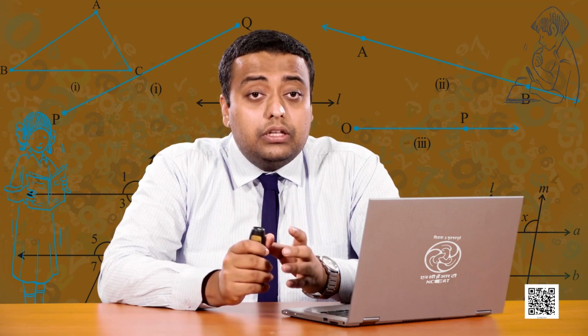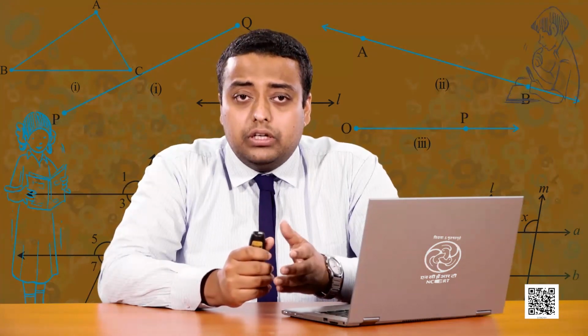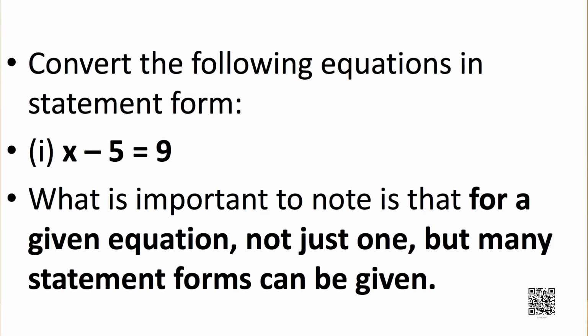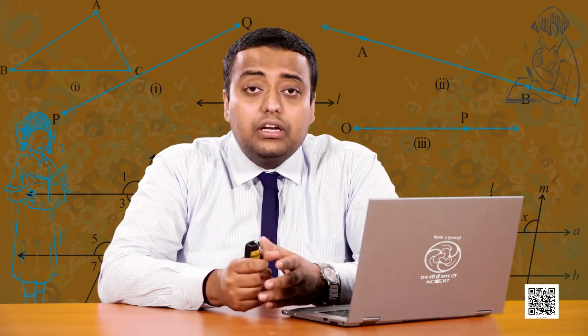Now, the solution: taking away 5 from x gives 9. One thing is very important, students, that is to note that for a given equation, not just one but many statement forms can be given. Now, for the third example, consider the following situation.